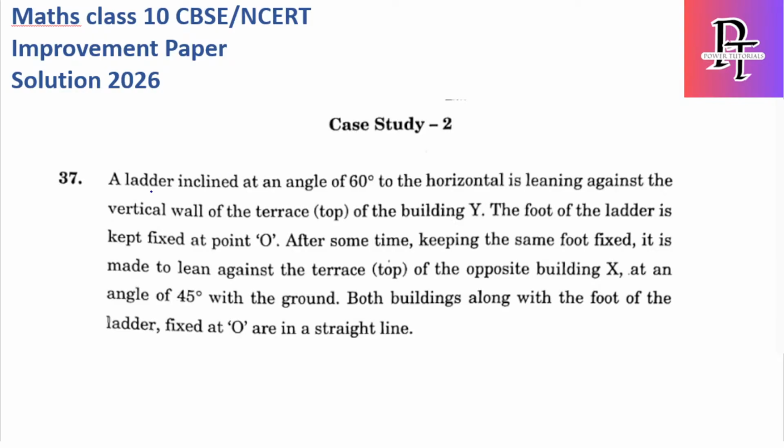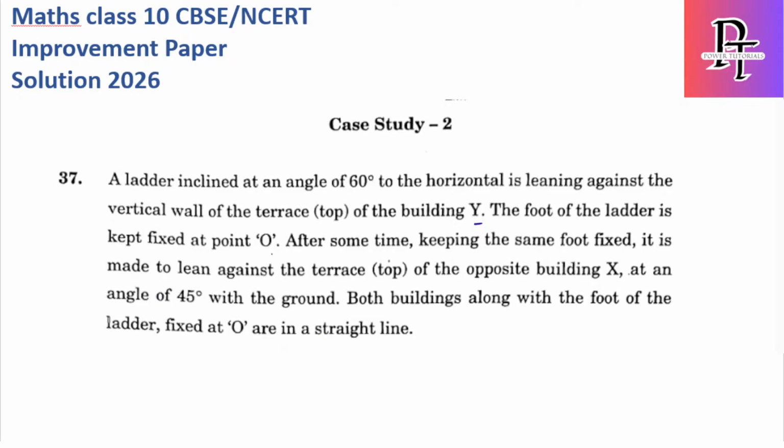Okay, the 37th question: a ladder inclined at angle 60 degrees to the horizontal is leaning against a vertical wall of the terrace top of building Y. The foot of the ladder is kept fixed at point O. After some time, keeping the same foot fixed, it is made to lean against a terrace top of opposite building X at an angle of 45 degrees with the ground. Both buildings along with the foot of the ladder fixed at O are in a straight line.